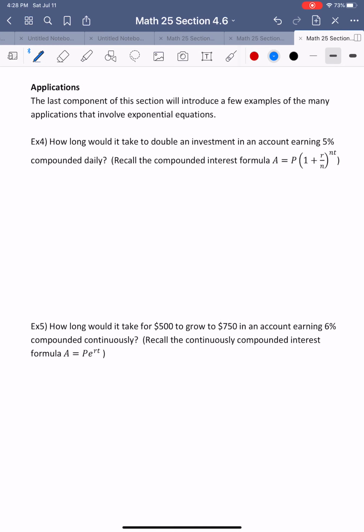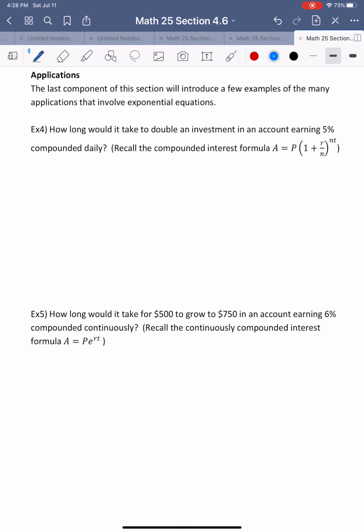So example 4. How long would it take to double an investment in an account earning 5% compounded daily? So we have to use a compounded periodically formula, which I put right here. But this time, we're looking for years, okay? But it says double, right? So whatever P amount you put in, you need to get double that amount. We don't know how much you put in, so I can say we make double of the principal.